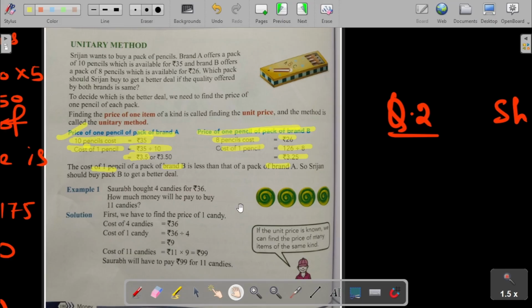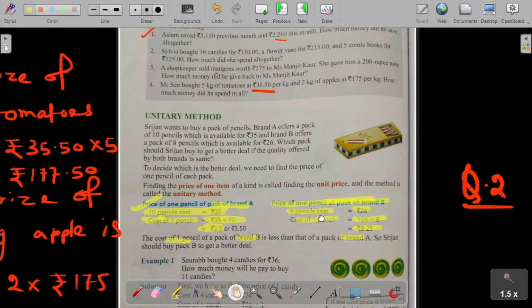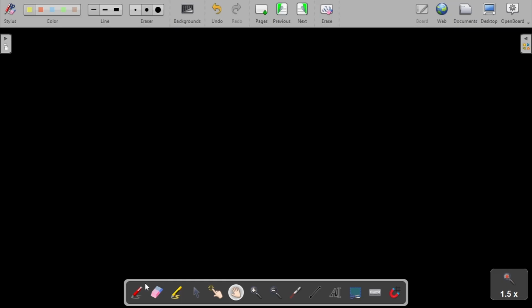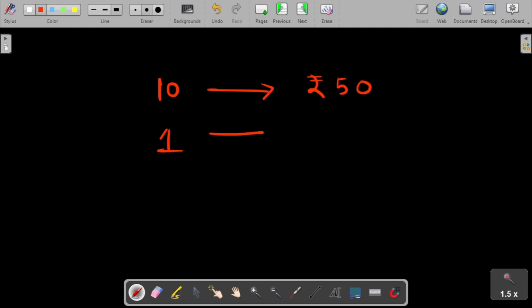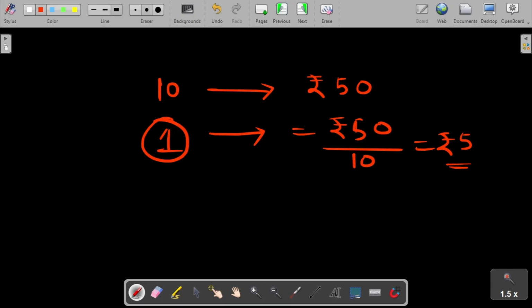এখানে ইউনিটারি মেথড হচ্ছে কি, মনে করো তুমি you are buying some chocolates. Suppose you are buying 10 chocolates, and the price is 50 rupees. So you want to find what is the price of one chocolate. So we are finding only the one unit price. That's why this method is called unitary method. So how we can find this? So rupees 50 divided with 10. So this is equal to what? So rupees 5. So price of one chocolate is 5 rupees.